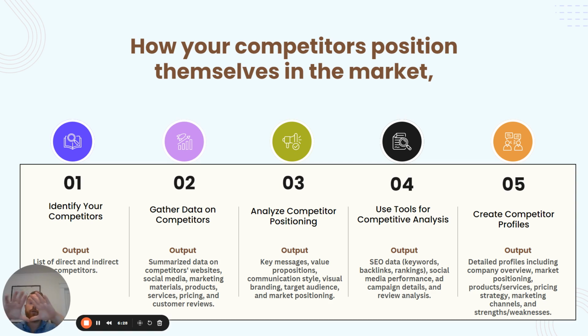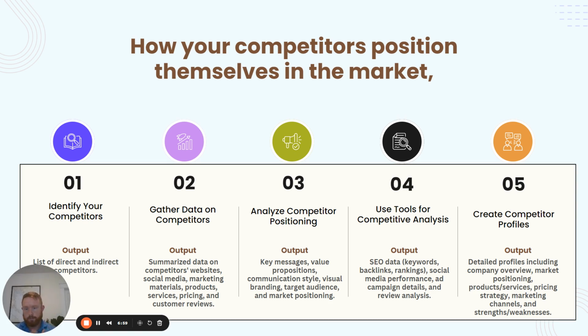Step 5, this is where the FBI and the CIA and all that, they build profiles of bad guys and stuff like that, like terrorist profiles or whatnot. This is the stage where you build a competitor profile. So create a profile for each competitor using a template that includes company overview, so name, location, size, market positioning, how they describe themselves and their unique selling points.